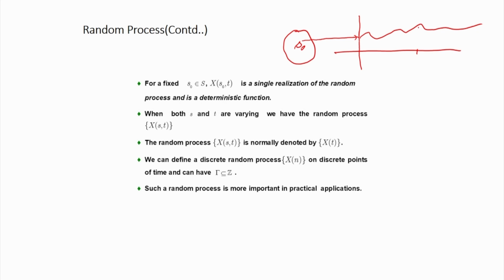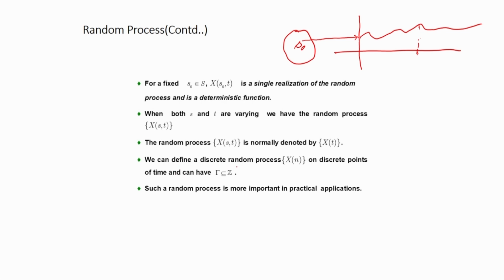Suppose I consider this value, this is a single value of the random process. Though the random process is a function of both s and t, it is normally denoted by x(t) only, just like in the case of a random variable, where we denote it by x, omitting the argument s. Similarly, here also we omit the argument s.